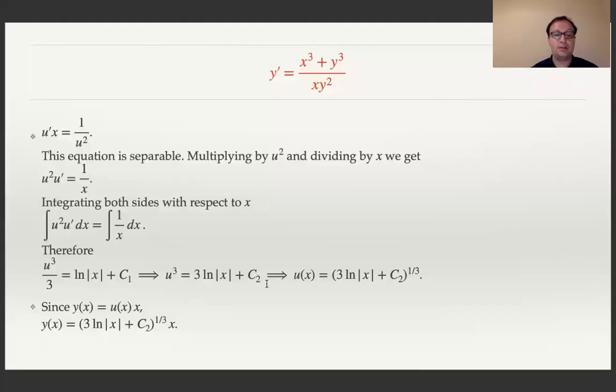So finally, since we know u of x, we remember that y was equal to u times x. So y is 3 natural log of absolute value of x plus a constant, everything raised to the power 1/3 times x. So this is what I like about homogeneous type equations, that you can get these sorts of solutions.